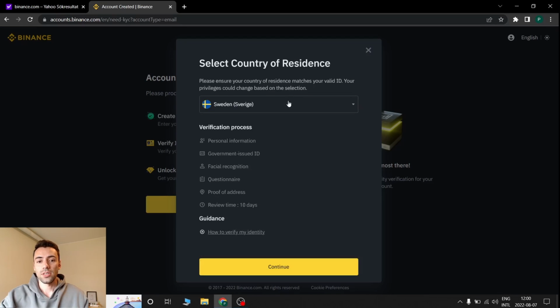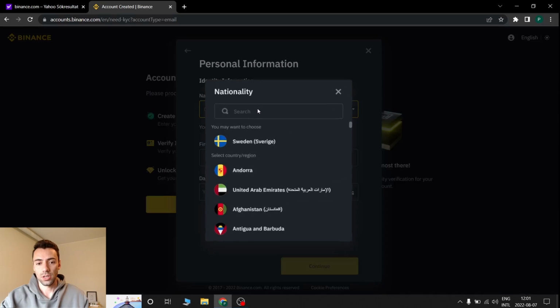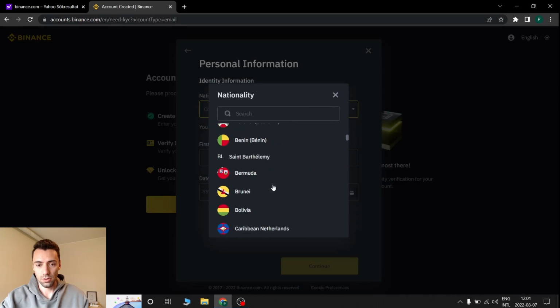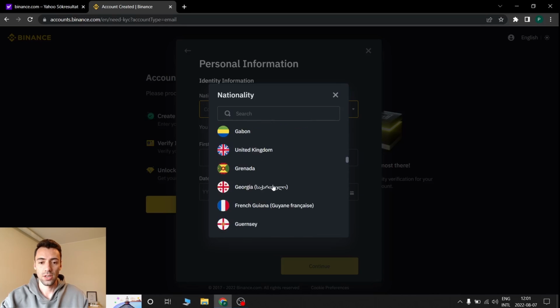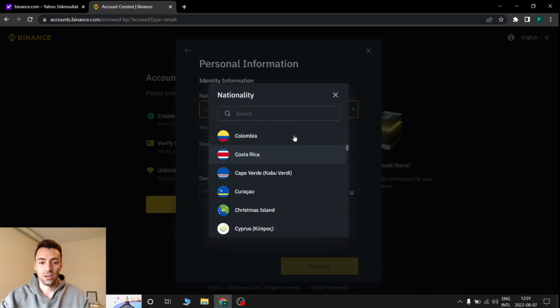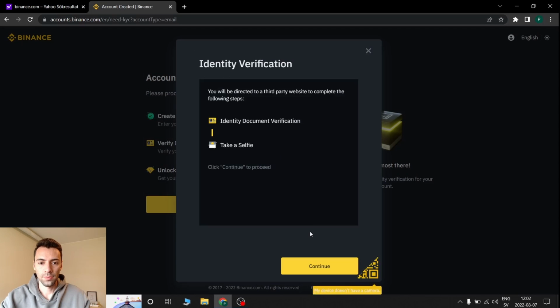So first it asks you the country of residence. It brings it automatically through your IP address, so it recognizes automatically from Sverige or Sweden. So continue. You may want to choose Sweden. Yes, you can actually choose different countries. It's related to your country, and also if it's not part of the sanction. So we're gonna pick Sweden.